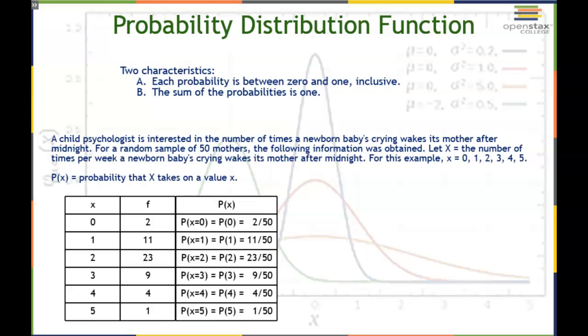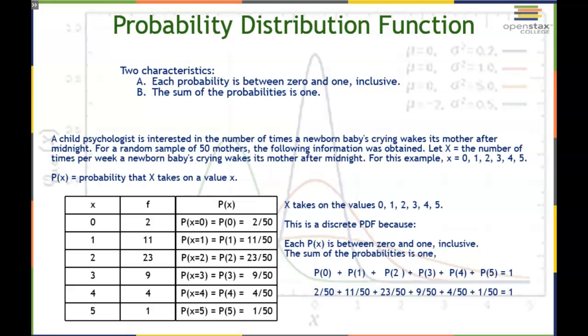Now I went ahead and I left these fractions in terms of 50ths because it makes it easier for our next step. Generally, you will either turn these fractions into decimals or you will show your answer in reduced form. This is a discrete PDF because our probabilities, when we add them up, 2/50 plus 11/50 plus 23/50 plus 9/50 plus 4/50 plus 1/50 is 50/50, and that equals 1. That's what a probability distribution function looks like.